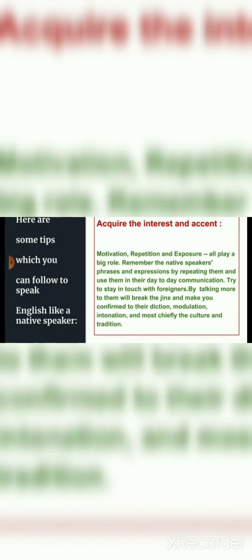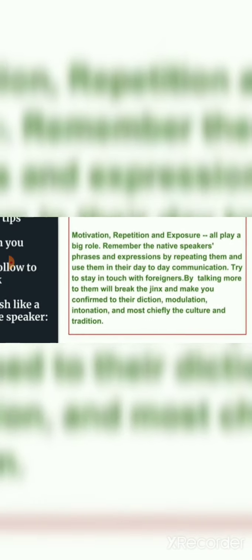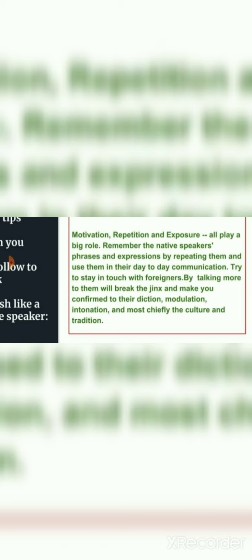Here are some tips I am giving you which you can follow to speak English like a native speaker. Acquire the interest and accent. First, you need to get that interest level. That interest level will boost you up to speak and learn like a native speaker. So first of all, the motivation, repetition and exposure.